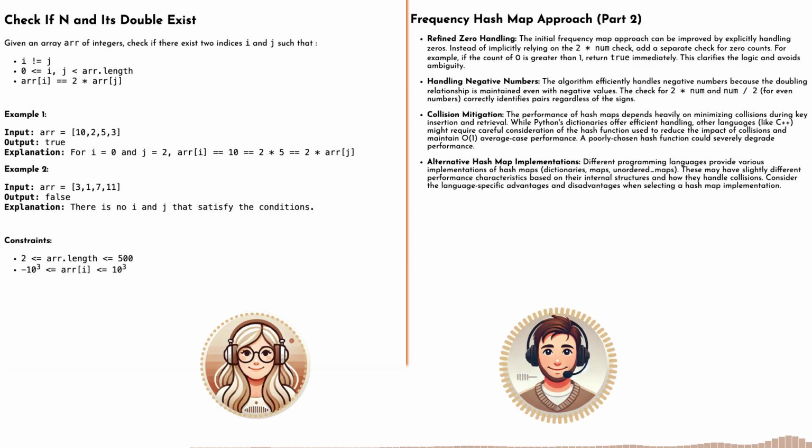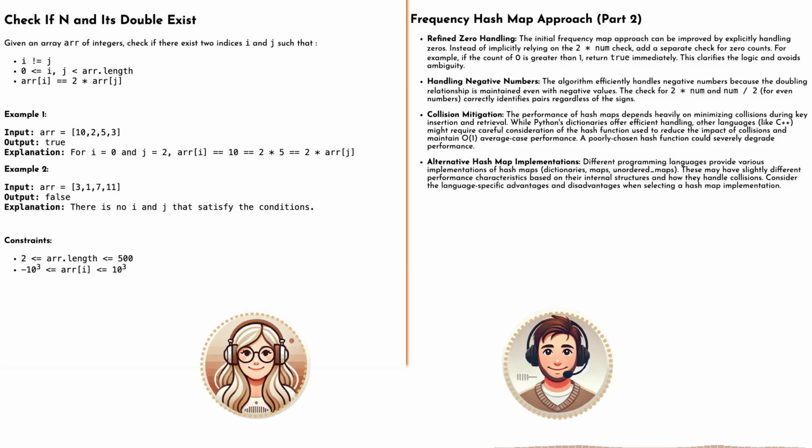So we go through the array, count how many times we see each number, and store that in the hash map. Yep. What's next? Once we have our trusty hash map, we take another stroll through the array. For each number, we ask the hash map, hey, does the double of this number exist as a key? If the answer is yes, we've struck gold.